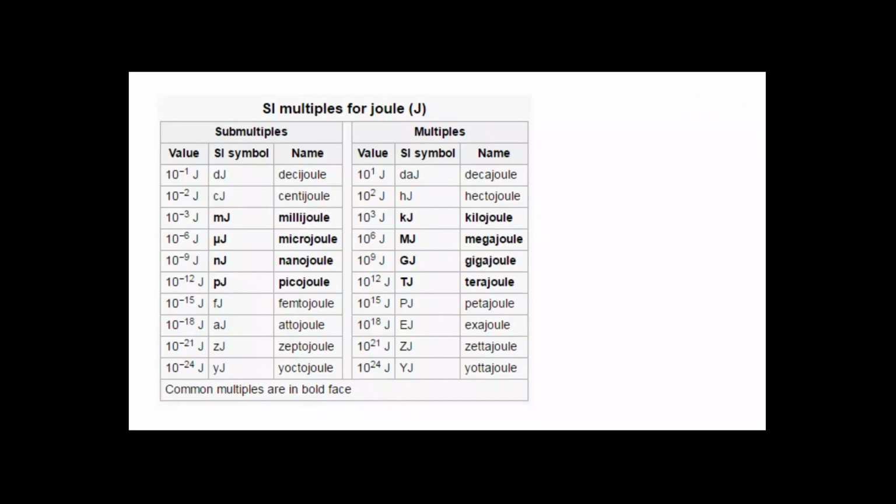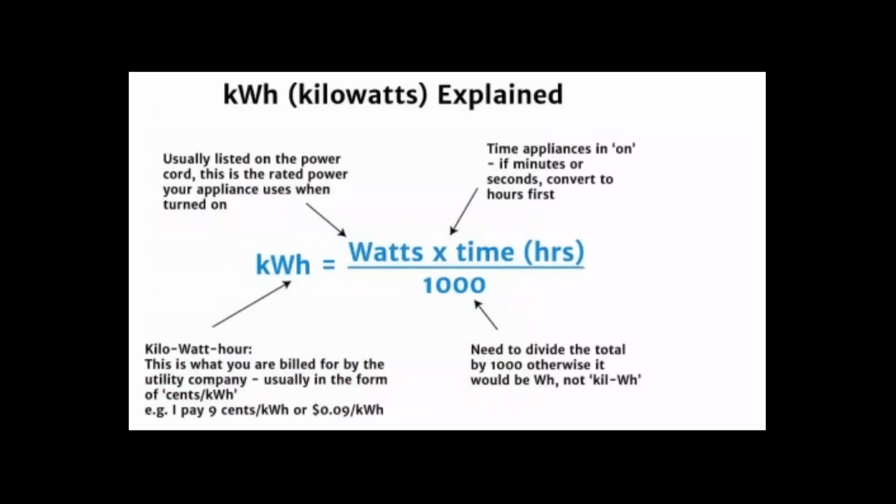And then certain units for joule. You can learn all of these, but ones of importance are kilojoule, which is 10 to the 3 joules, megajoule, 10 to the 6 joules, gigajoule, 10 to the 9, and terajoule, 10 to the 12. And then kilowatt hours. What are kilowatt hours? This is what you are billed for. Really, it's the number of watts you use over a period of time. So you might have an appliance which uses, say, 80 watts. If you have that appliance on for one hour, that would be 80 watt hours.